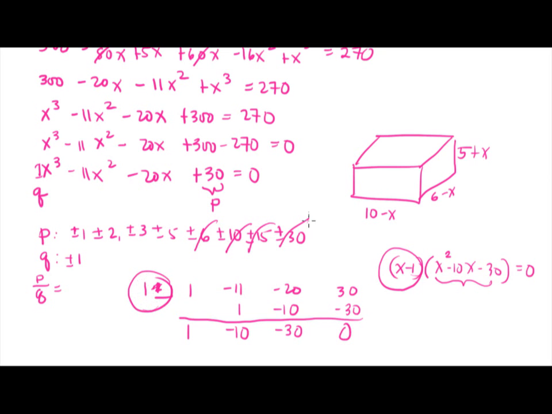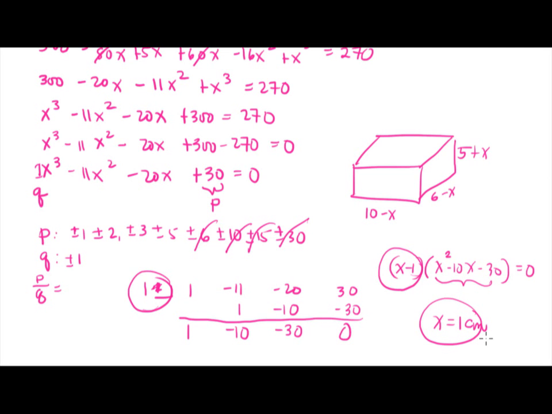So for the second box to have 9/10 of the volume of the first box, we need to have x equal to 1. So the answer to this question is x must be equal to 1. Just apply the proper units. I think we use centimeters, so this must be 1 centimeter.